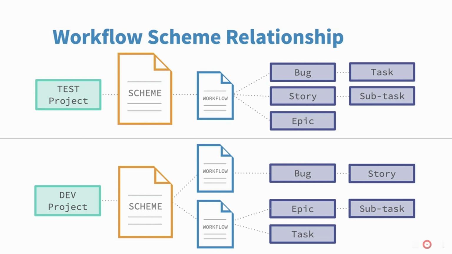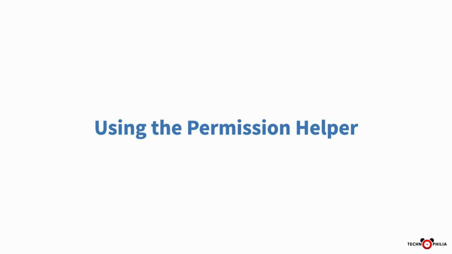Alright, let's compare the two examples. The test project uses a workflow scheme with one workflow. The dev project uses a workflow scheme with two workflows. As you can see, schemes are very powerful, but they can also easily become unmanageable. You probably don't need a workflow for each issue type, and you definitely don't need a different workflow for each issue type in each project. Keep your settings simple, especially in the beginning.